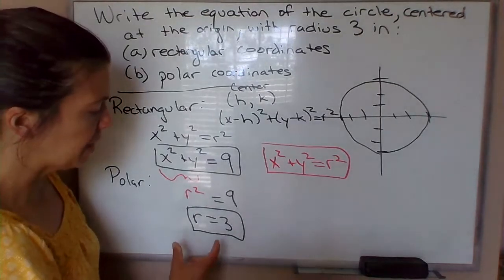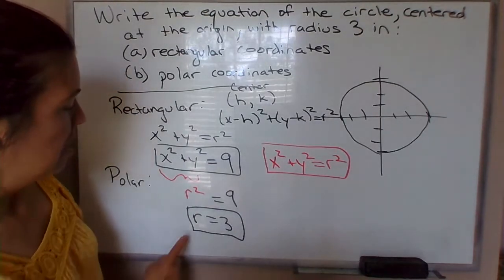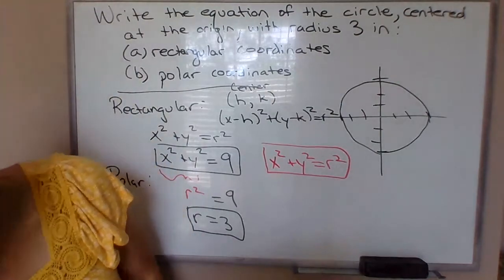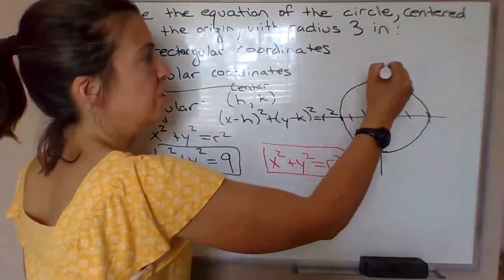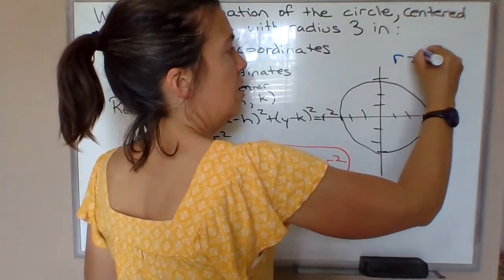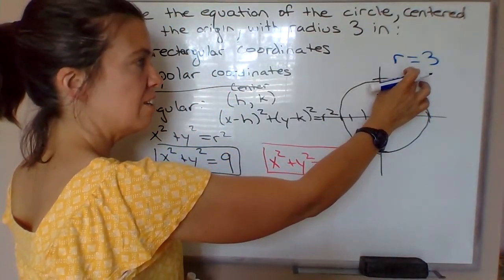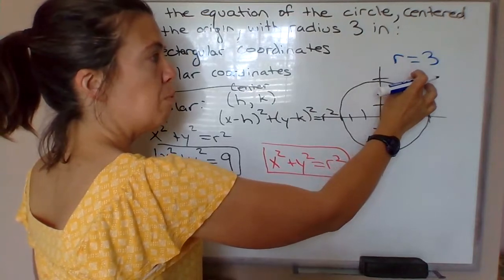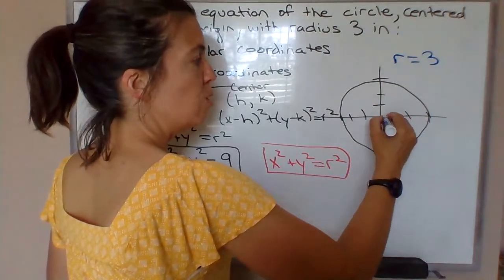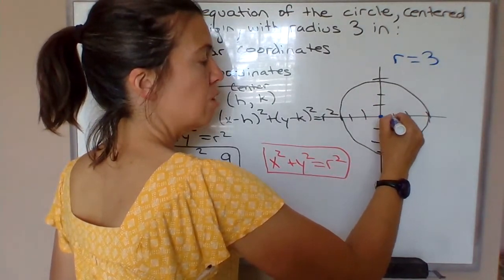And I want to talk about that just so we can make sense of it. So let's say we were just working from that equation, r equals 3. This equation has no restriction on theta. Theta can take on any value. But we want points that are 3 units away from the origin. And that's exactly what a circle describes.